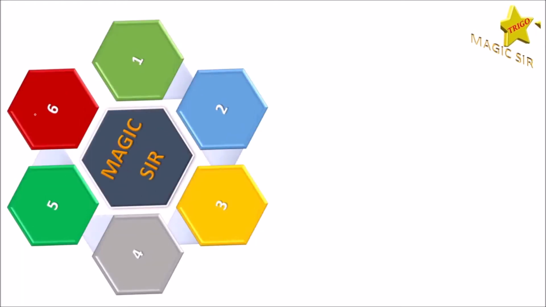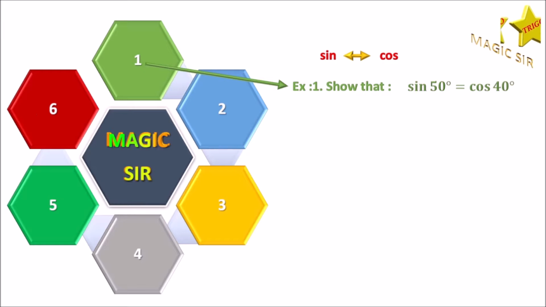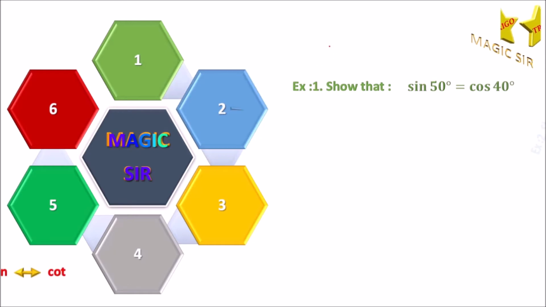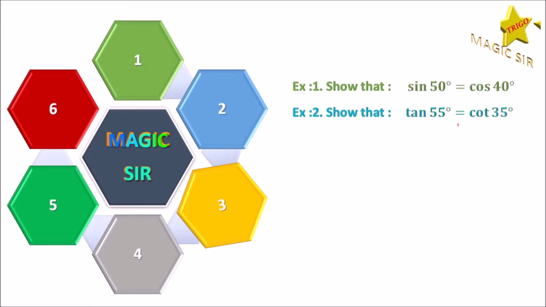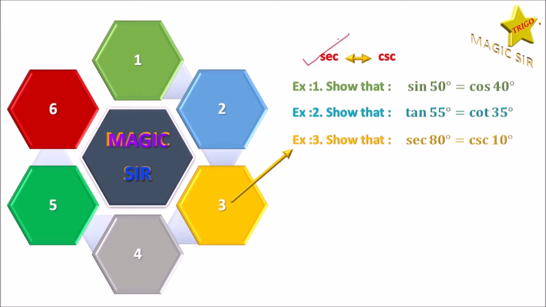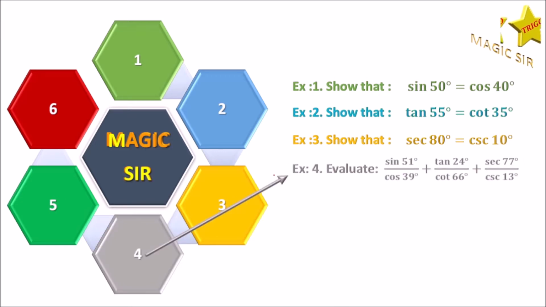In the first example, the value of complementary angle changes during the conversion of sine and cosine with each other. In the second example, it changes for tan and cot. We can observe the same thing for sec and cosec in the third example. I have taken more and more examples to teach the concept of complementary angles in trigonometry. It is necessary to speed up your verbal calculation.